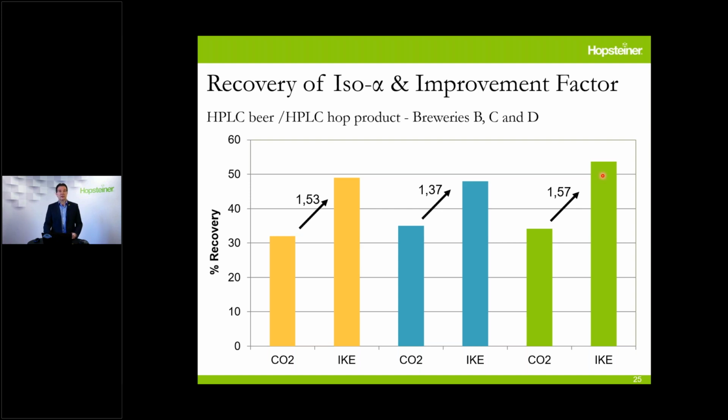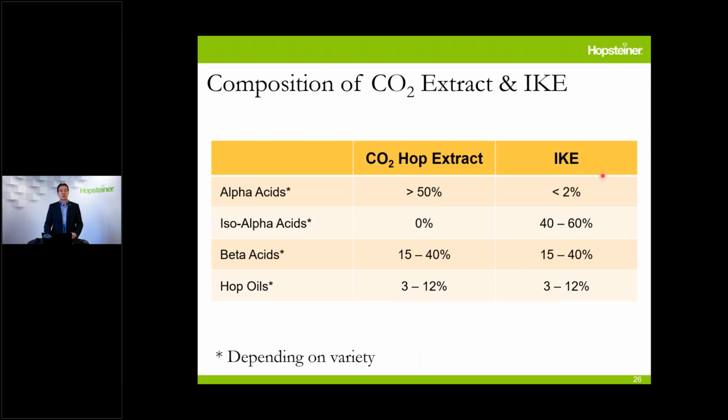on the utilization of the iso-alpha acids, and also on the iso-alpha acids coming from CO2 extract. So if you go from CO2 extract to AIC, the only thing that is changing is that you transfer the alpha acid into iso-alpha acids; the beta acid concentration and the hop oil concentration stay the same.